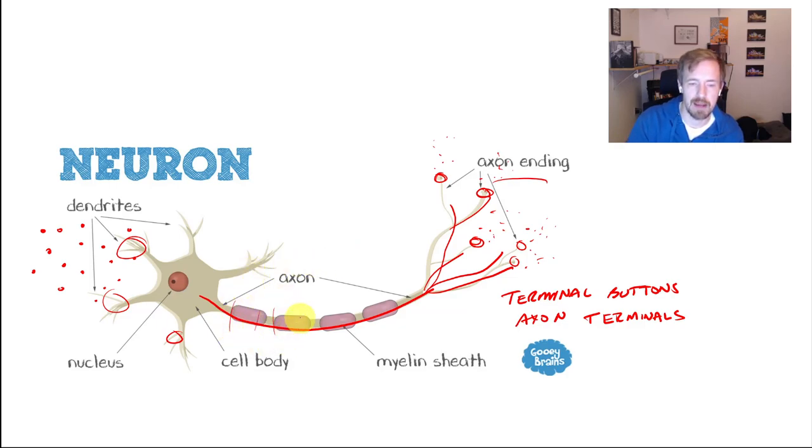These purple things, the myelin sheath, these are just fatty tissues that help insulate that cell, so that it can help ensure that that charge gets from point A to point B. And that is how a neuron works, or how it normally operates.